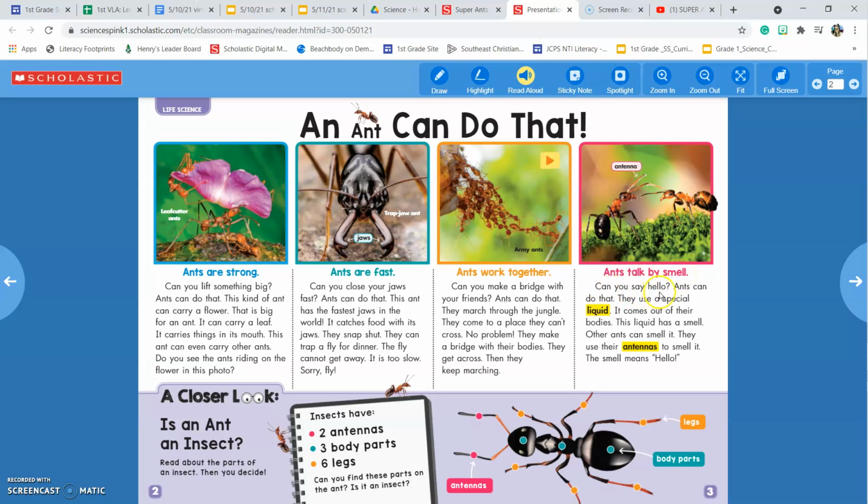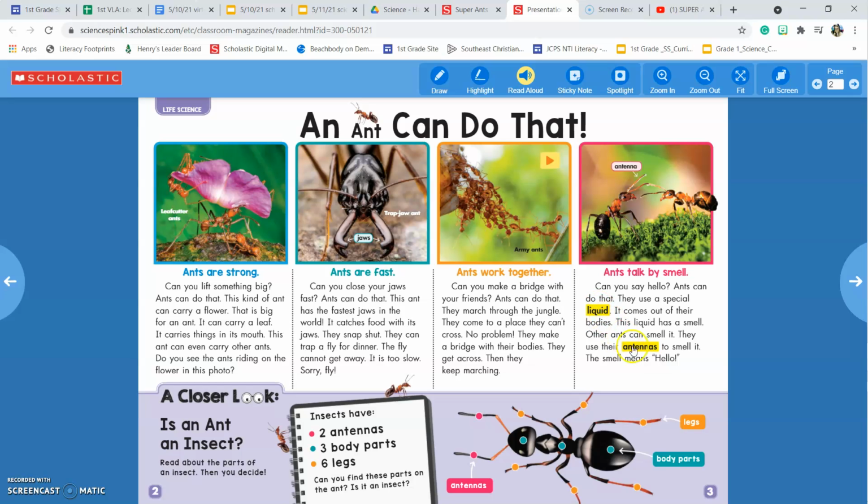So it says, can you say hello? Ants can do that. They use a special liquid. It comes out of their bodies. This liquid has a smell. Other ants can smell it. They use their antennas to smell it. The smell means hello. So we're going to be talking about the words liquid and antennas.